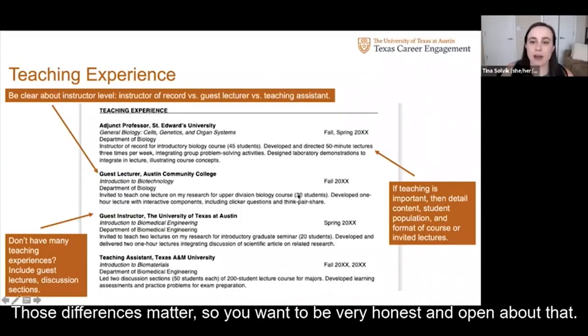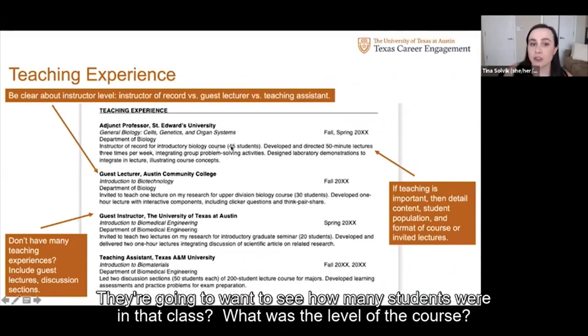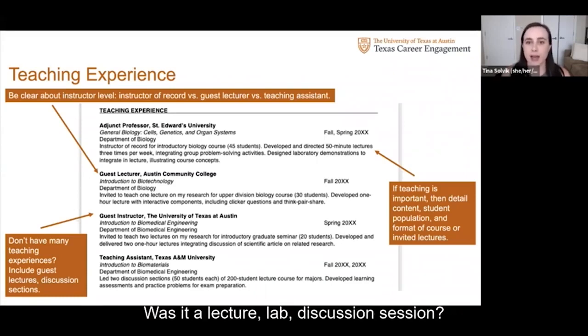If teaching is important for the role, they are going to want to see information in the lines below the department and the course name. They're going to want to see how many students were in that class. What was the level of the course? Was it introductory, upper division? What kind of class was it? Was it a lecture, a lab, a discussion section? And then what did you do?